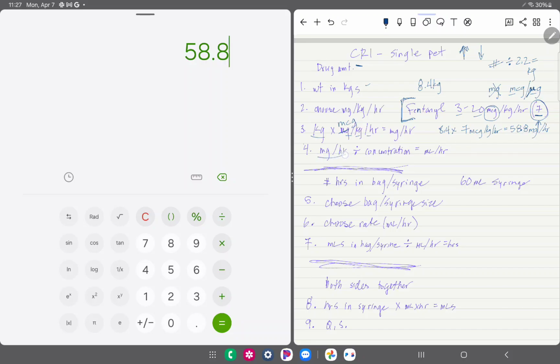And then I'm going to take that mic per hour divided by the concentration. And fentanyl's concentration is 50 mic per mL. Again, concentration you can find on the bottle. So if I'm going to start with a rate from Plumb's that tells me it is mic per kg per hour, then I have to make sure my bottle says mic. So when I say we start with mic and we end with mic, it makes everything easier.